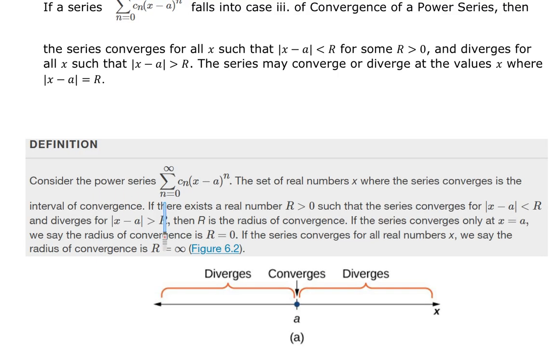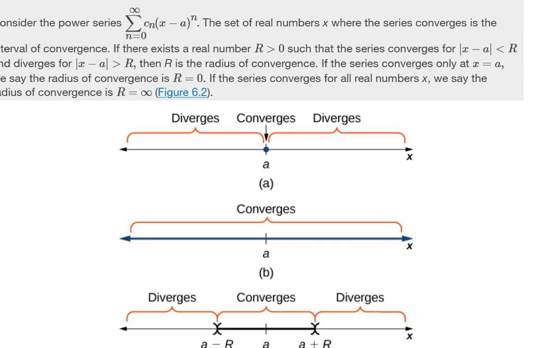So consider this power series. The set of real numbers x for which the series converges is the interval of convergence. Then there exists some number big R greater than 0 such that the series converges, and R is the radius of convergence. It's saying a whole bunch of stuff to say that R is the radius of convergence. If the series converges only at x equals a, we say the radius of convergence is 0. And if the series converges for all real numbers, we say the radius of convergence is infinity.